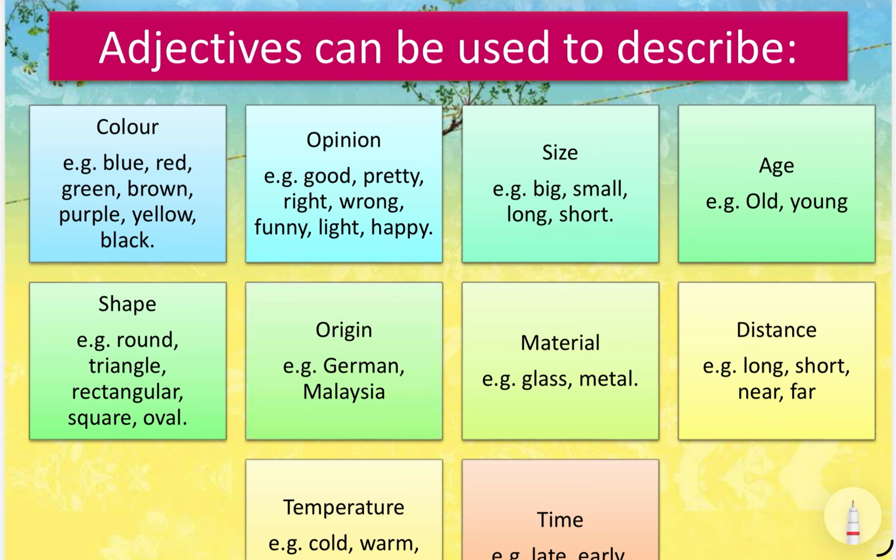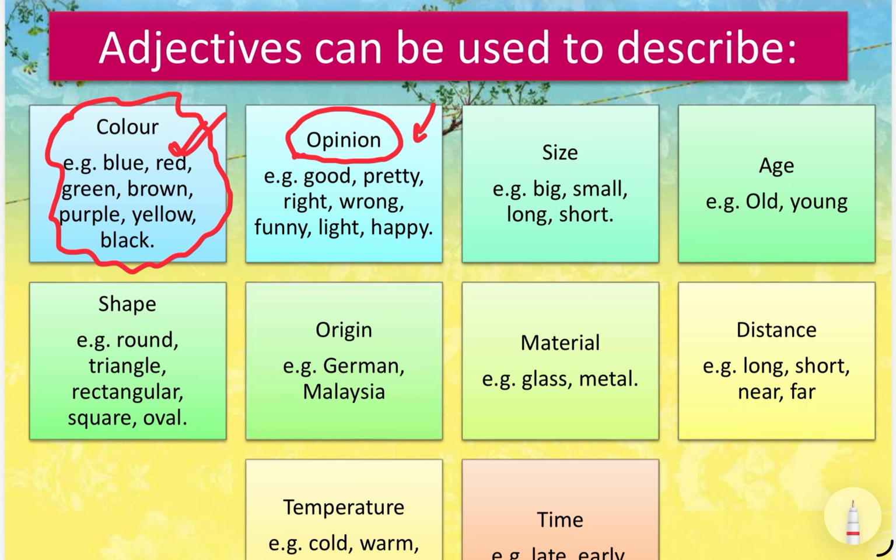Adjectives can be used to describe certain things. For example, I am wearing a shirt. Shirt is a noun, but if someone asks which color, then you will get an answer: blue, red, white. These words are describing the color of the shirt. These are the adjectives. Opinion: good, pretty, right, wrong, funny, happy. With these we are giving opinions about the nouns. This is also an adjective because it is giving some quality.